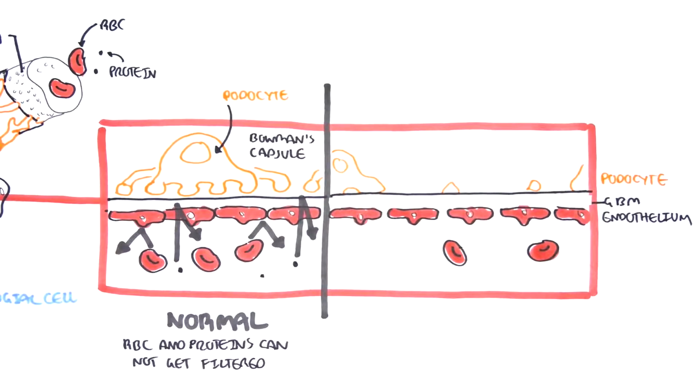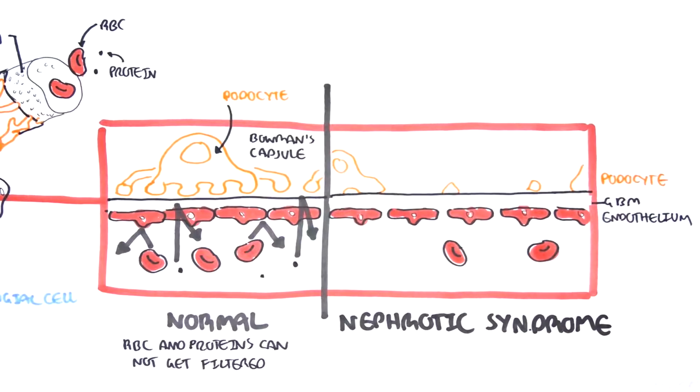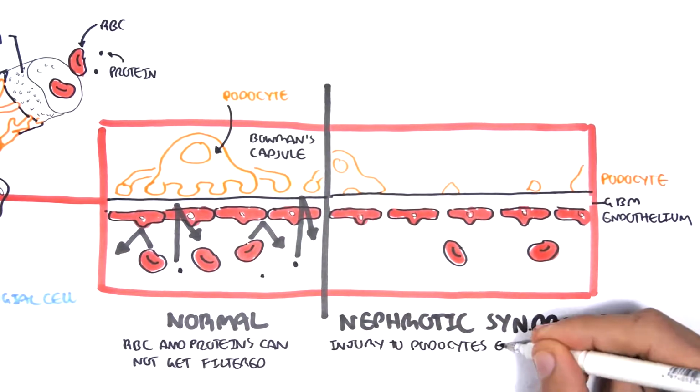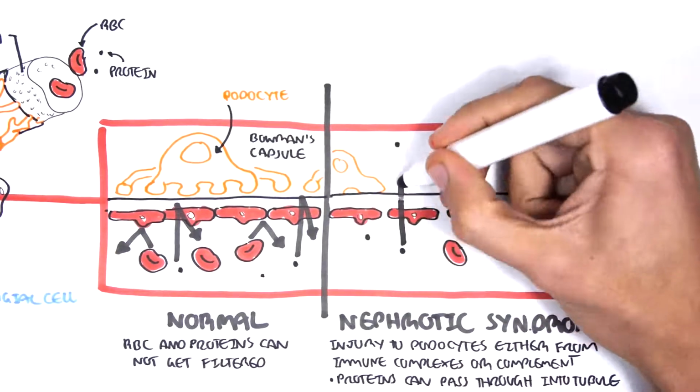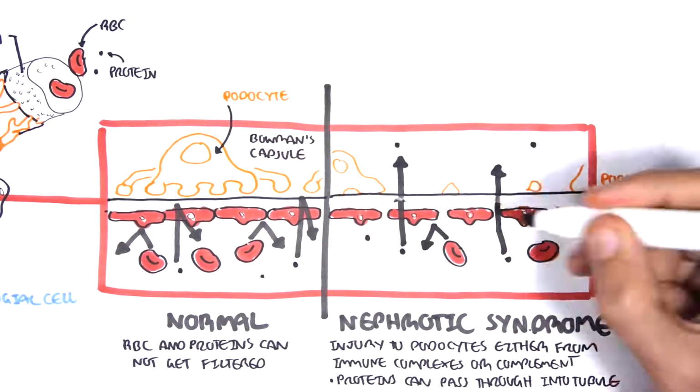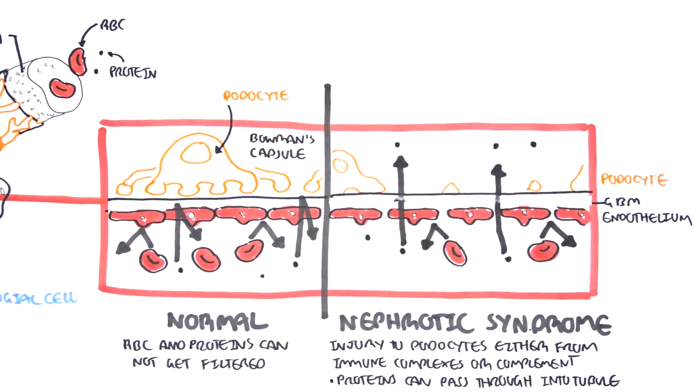In nephrotic syndrome, there is essentially injury to the podocytes due to many reasons, mainly either from immune complex deposition or complement protein activation, which leads to subsequent damage. The proteins that are not usually able to pass through these layers can now pass through towards the Bowman's capsule and into the tubule, leading to proteinuria. Sometimes blood can even get through if the damaged area also includes the glomerular basement membrane and the capillaries.